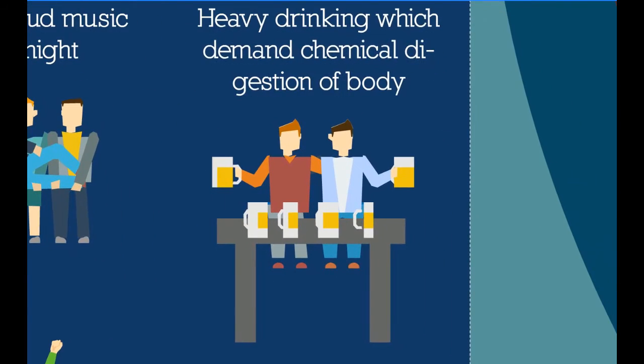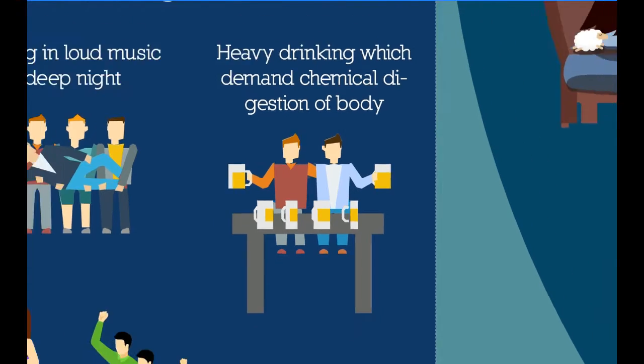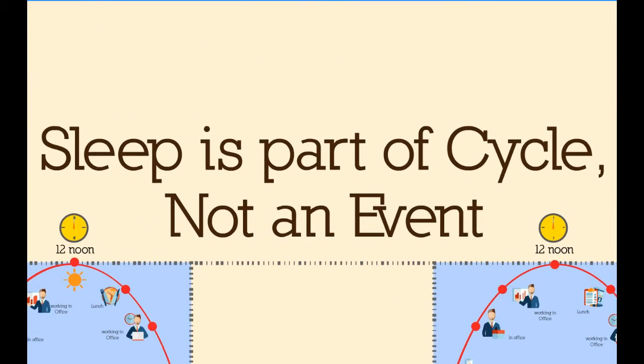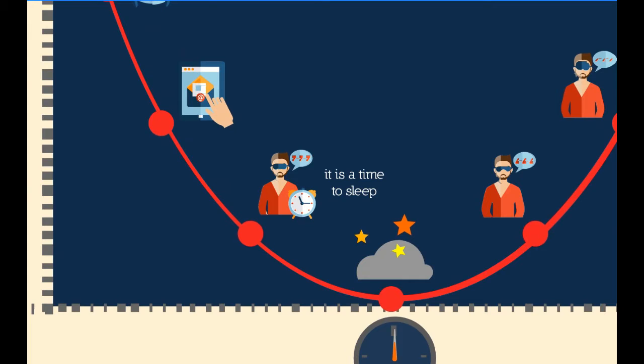Heavy drinking makes heavy demands on the body. While Jay closes his eyes to try to sleep, his body is working overtime to process the alcohol. Sleep is part of a cycle, not an event. Wind down, then sleep. When you achieve deep sleep, your body can do what it needs to renew and regenerate, as we relinquish conscious control as we sleep.